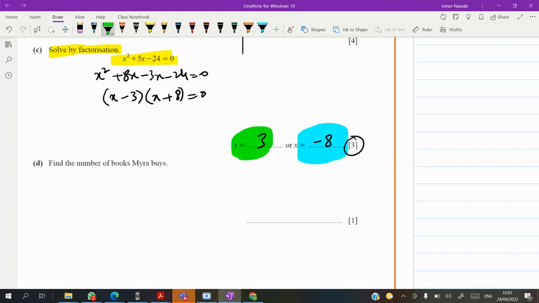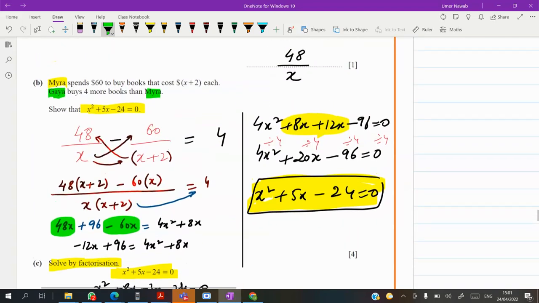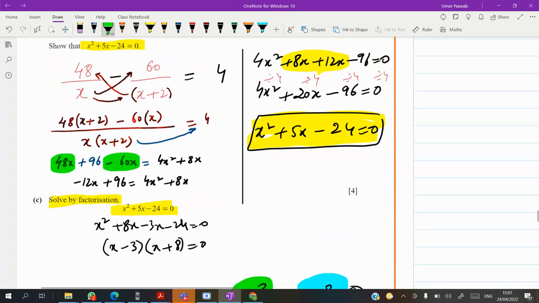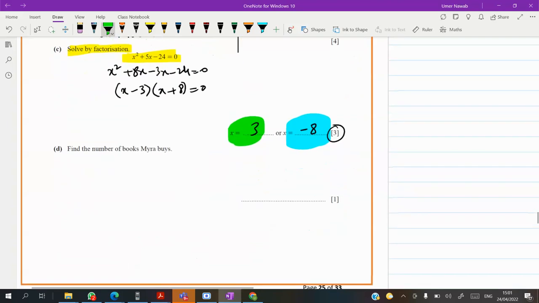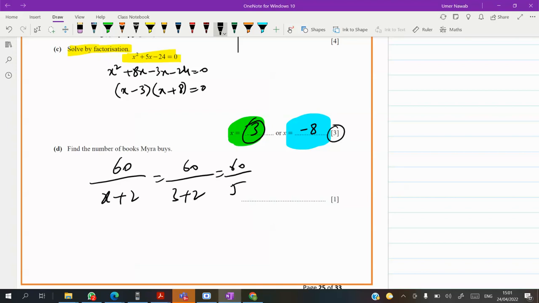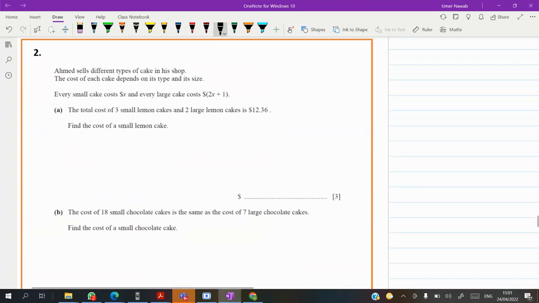Is he asking to find the number of books bought by Gaia or Myra? Myra. The number of books for Myra was this thing, 60 over x plus 2. So let me write it here, 60 over x plus 2. So what is the value of x I got? 3 plus 2. So 60 over 5. So it means Myra bought 12 books.